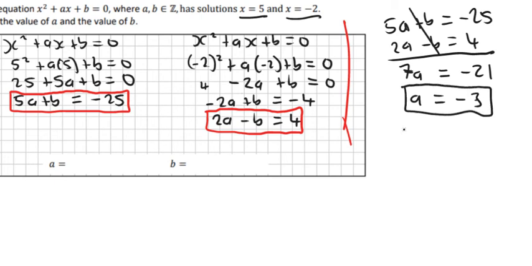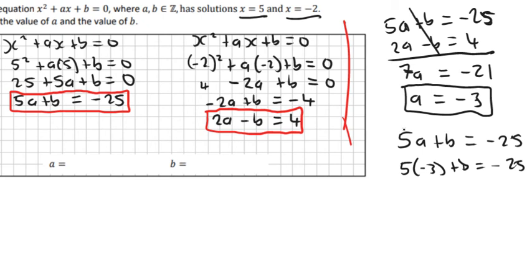We know that a is minus 3 now, so you take one of the equations, either the top one or the bottom one. Let's just take the top one. So 5a plus b is equal to minus 25. I can put in a minus 3 instead of the a. So 5 multiplied by minus 3 plus b is equal to minus 25. That'll be minus 15 plus b is equal to minus 25. Move across the minus 15, it becomes plus 15. So we get minus 10. So b is equal to minus 10. So that's the answer.